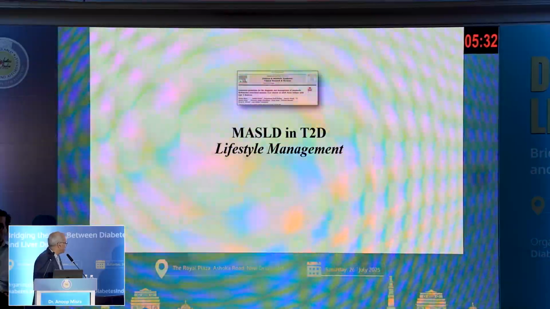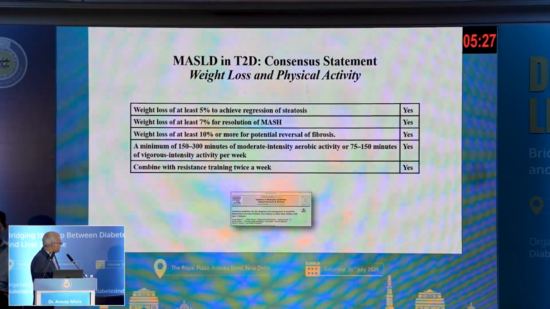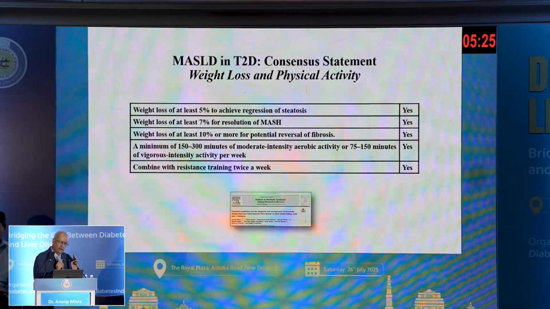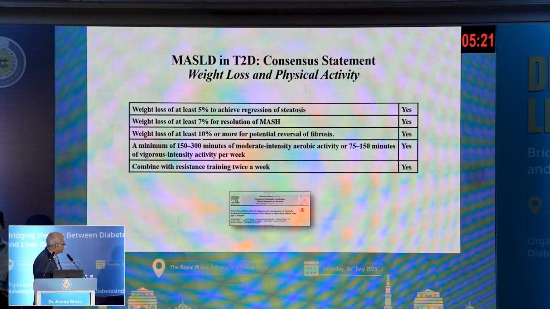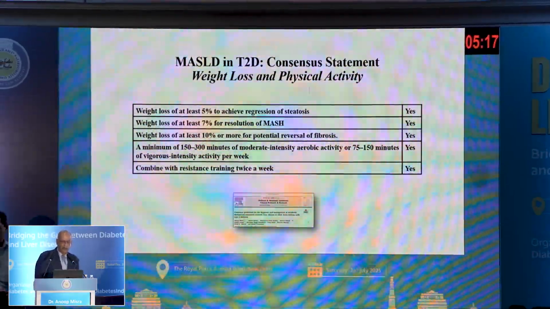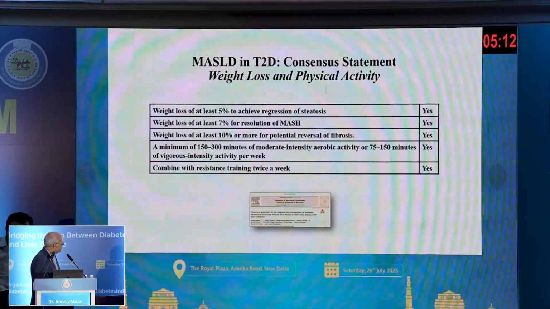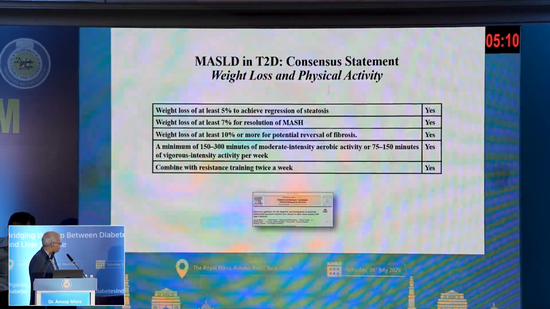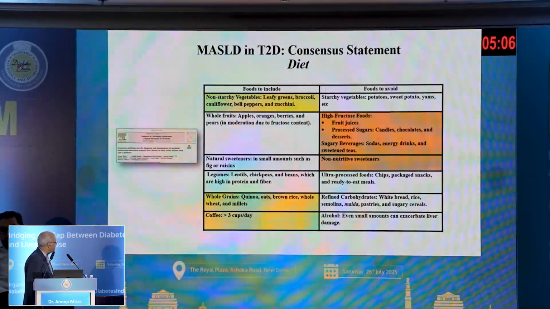Management. Lifestyle management. 5% weight loss is something which is desirable. 7% for resolution of MASH, 10% for potential reversal of fibrosis. Now, as you've seen, many of the drugs are achieving that. Minimum of 150 to 300 minutes of moderate intensity aerobic activity and resistance exercises.